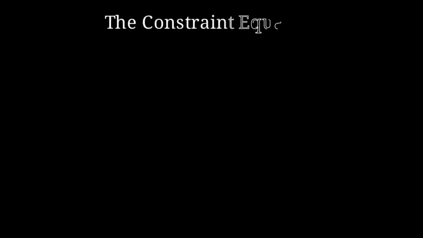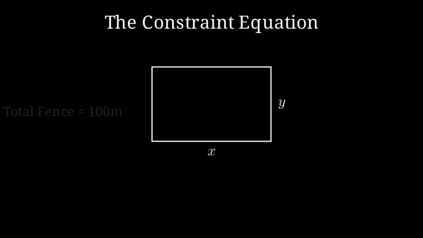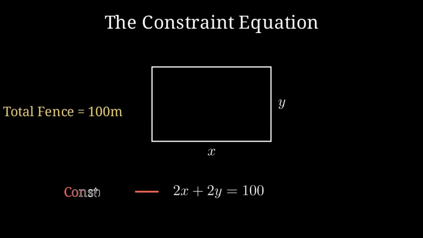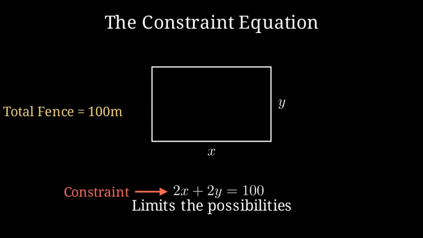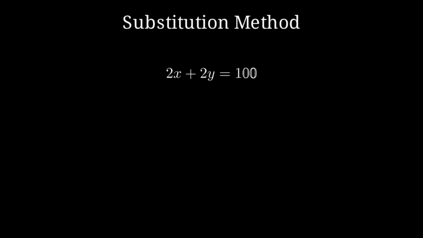Most real-world problems have limits, which we call constraints. You might want an infinite area, but you only have a set amount of fencing. The constraint equation relates your variables, allowing us to reduce the objective function to a single variable that we can easily differentiate. By solving the constraint for one variable and substituting it into the objective function, we transform a multivariable problem into a single variable calculus problem.